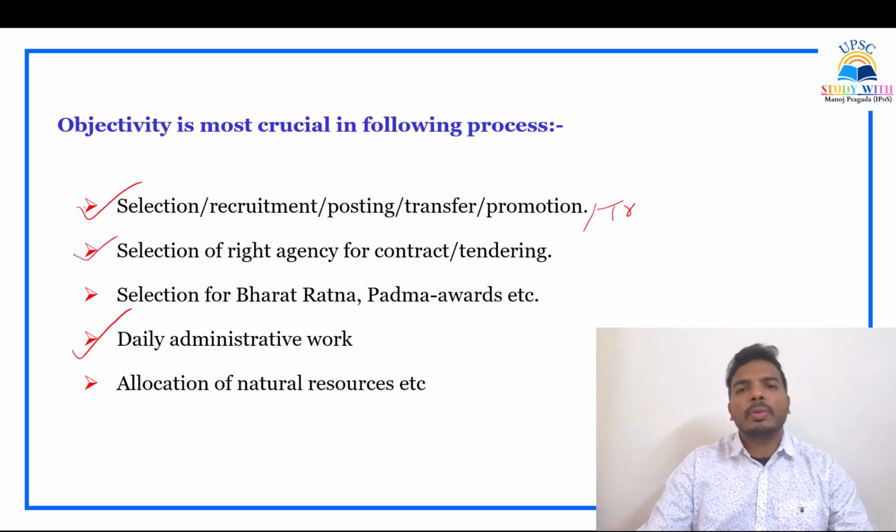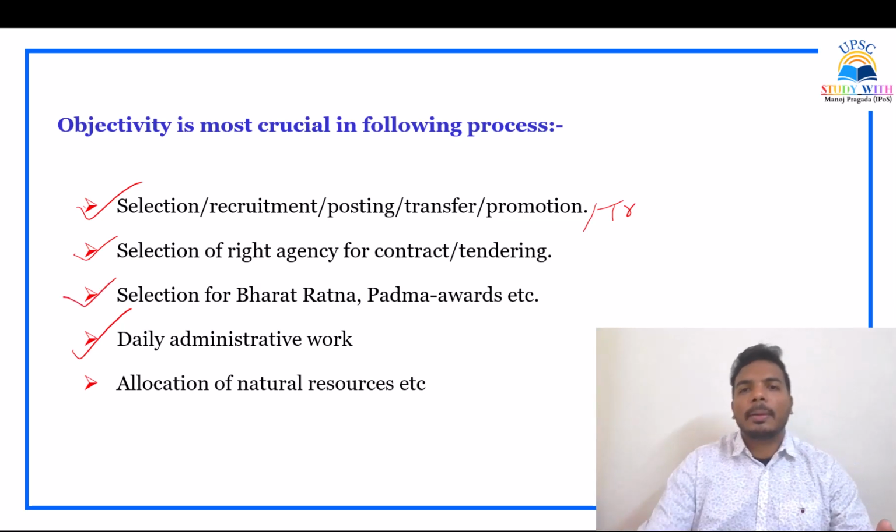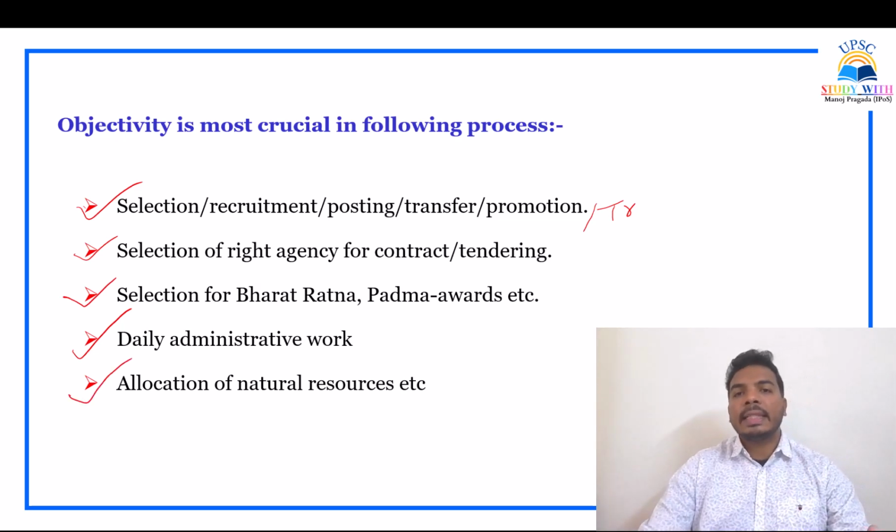Similarly, as public servants, we all do tendering. We all do contracting. We all process files relating to contracting, tendering, outsourcing. So you should select the right agency. Next is selection for Bharat Ratna, Padma Awards, Padma Shri, Padma Vibhushan, Padma Bhushan, and allocation of natural resources. As a DM, you are involved in the allocation of natural resources. So what is the criteria for the allocation of natural resources? It should always be on the criteria of objectivity.